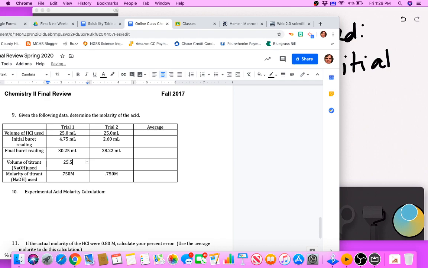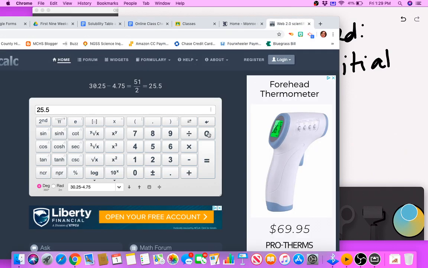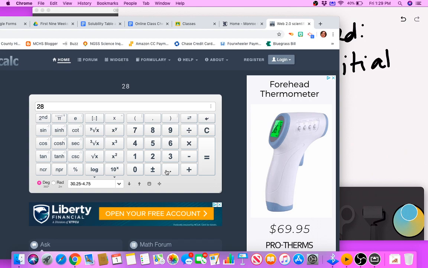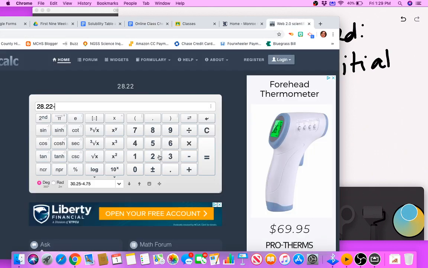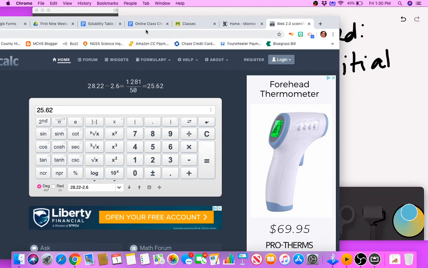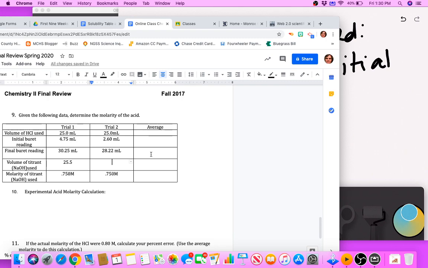All right. We're going to do the same thing for this one, 28.22. And then our initial was 2.60. So minus 2.60. And that gives me 25.62. The other thing I didn't count off here, but you really should have done, is you should have put the unit in there. Because if you will notice, everything that I do here, it already has units. So I need to put the units.